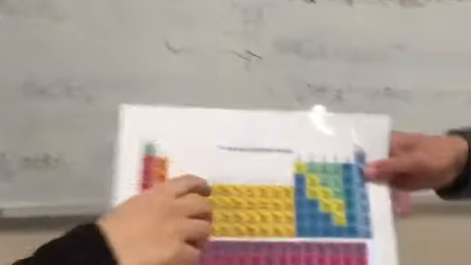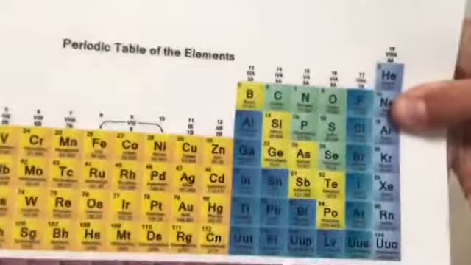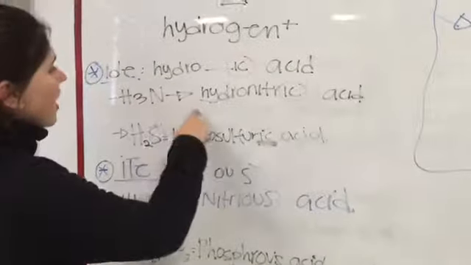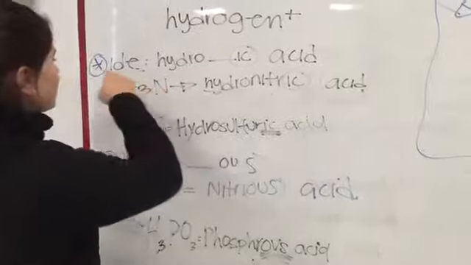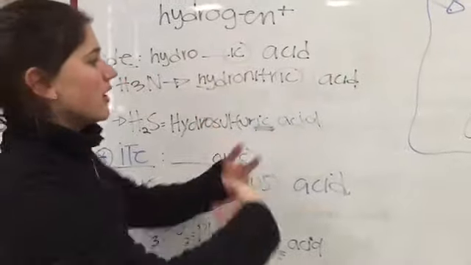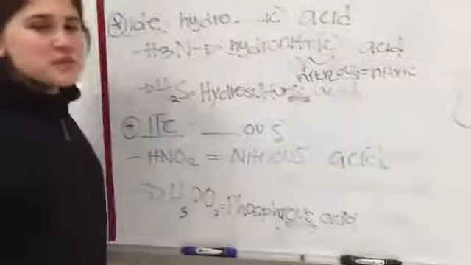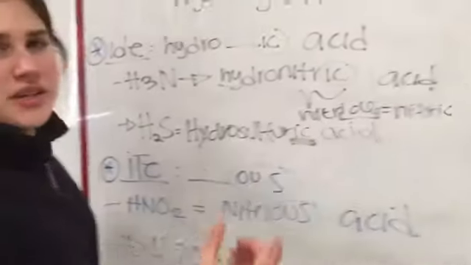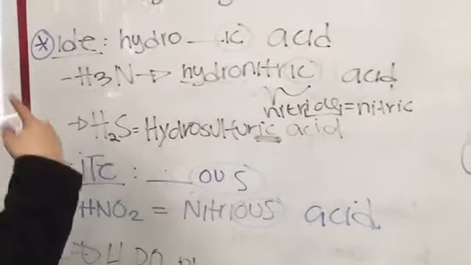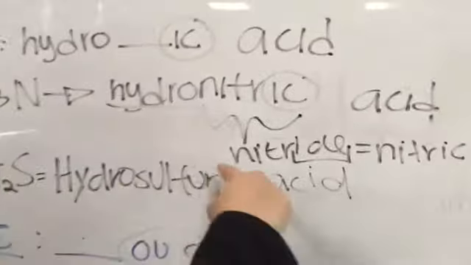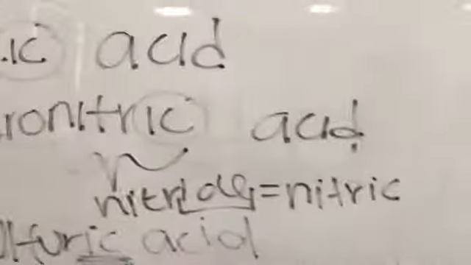Nitrogen, because it is in here in the periodic table, has a charge of 3. As you learned in our previous videos, you cross the charges. So then you have hydro, nitric, because it is nitride. In previous videos you saw that when it ended in a negative element, you add the -ide. So because it is nitride, you change the -ide to -ic, and it is hydronitric acid.